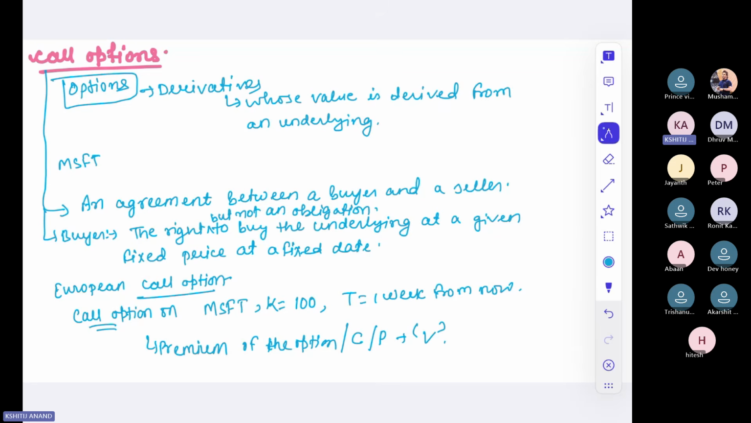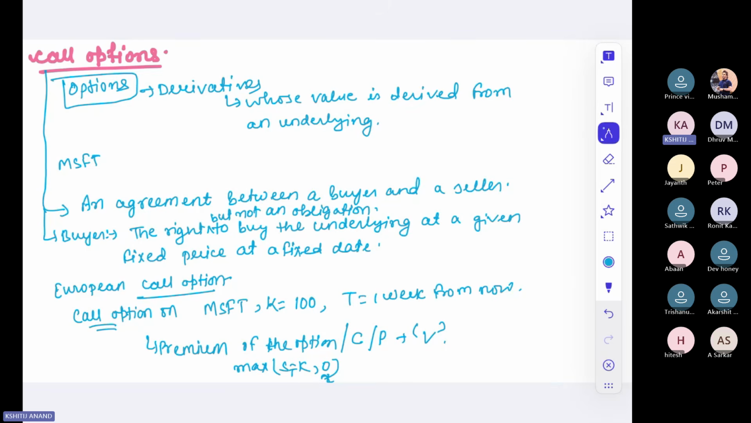And yeah, so if I tell about the payoff after 1 week from now, what will be the payoff? The payoff will be maximum of S minus K comma 0. Where does this maximum of S minus K comma 0 come from? So when you don't exercise this option, your payoff will be 0. That's it. And when you exercise this option, so this S is S_T, what will be the price of the Microsoft on that day, right?